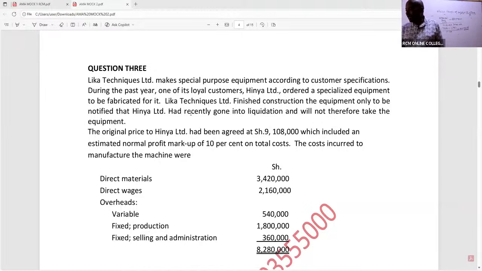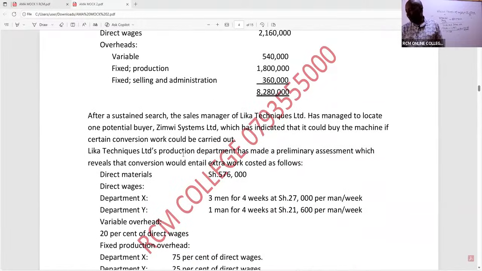Liquor Techniques Limited finished construction of the equipment only to be notified that Hinya Limited had recently gone into liquidation and will therefore not take the equipment. Very, very sad. The original price to Hinya had been agreed at 9,108,000, which included an estimated normal profit markup of 10% on total cost. The costs incurred to manufacture the machine were as follows.